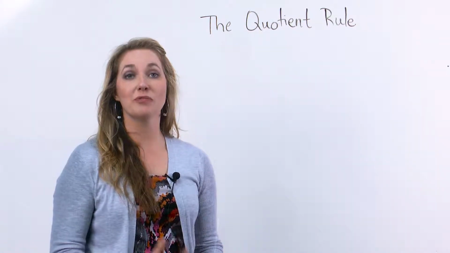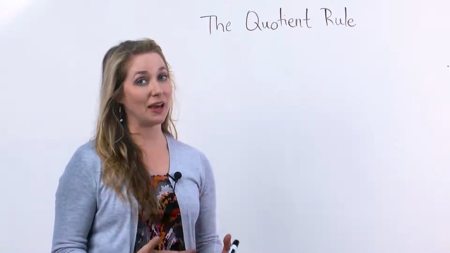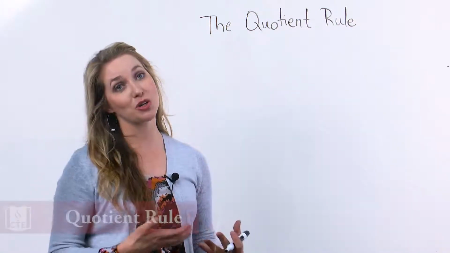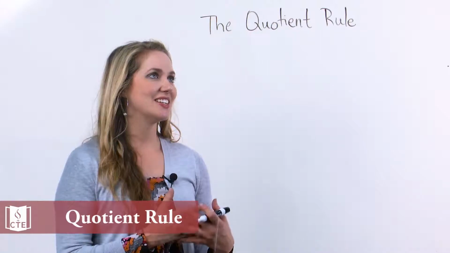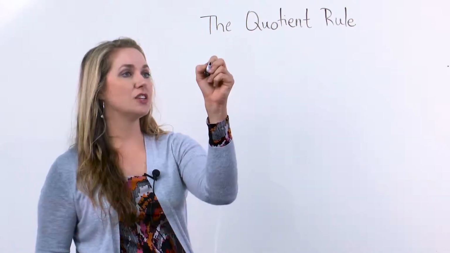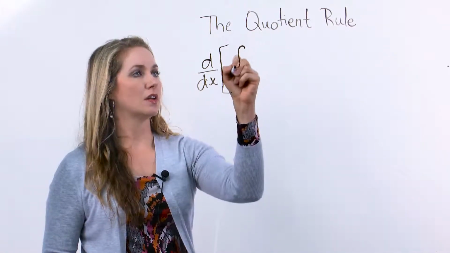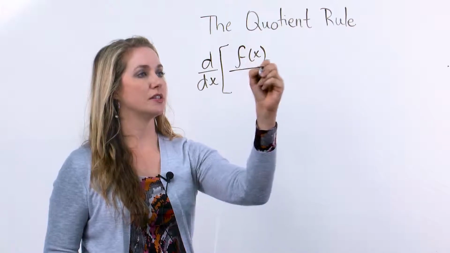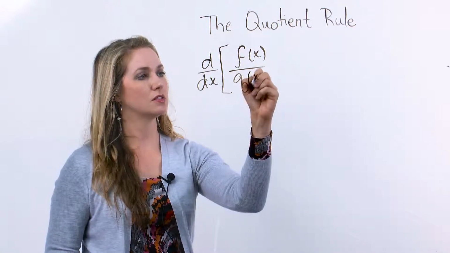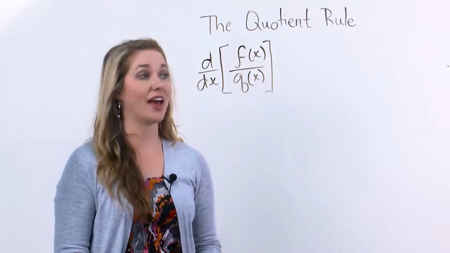You have previously had a product rule, so as good mathematicians, you would expect the quotient rule to be coming up next. So that's what I want to talk to you about now, the quotient rule. If we want to find the derivative of the quotient of two functions, we will have a shortcut formula for that.